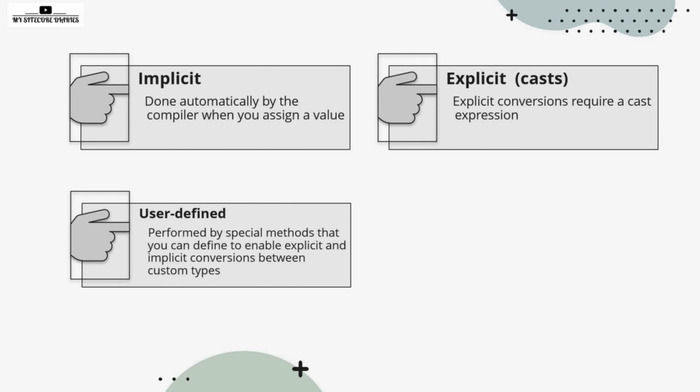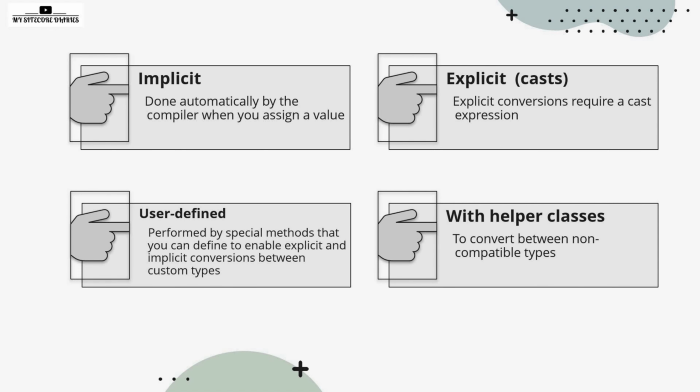Then you have user defined. This is basically custom code written by a programmer, and it is done by using implicit and explicit conversion between custom types that do not have a base class and derived class relationship. If there is no base class and derived class relationship, then the conversion that is done is called user defined, and it is custom code.